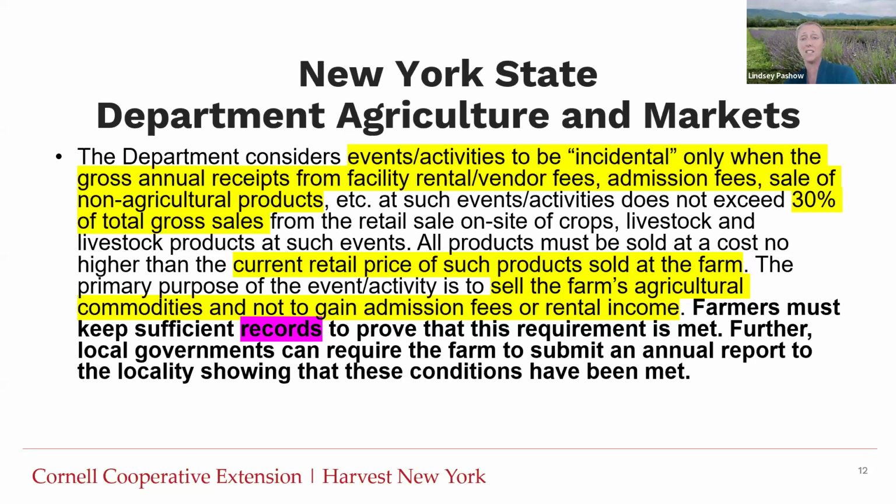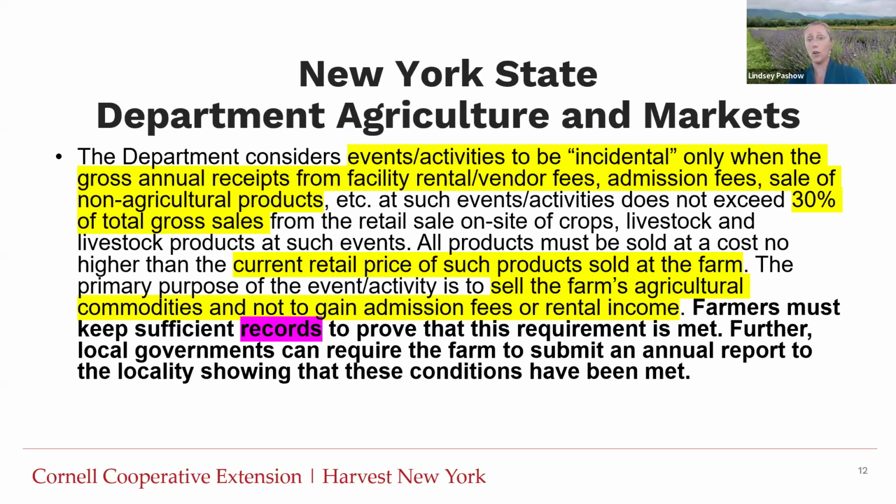I like the example: if you did $70,000 a year in hot dogs and hamburgers at your agritourism operation and did $30,000 in your own products, then you're not in compliance. Or $70,000 a year in rental of a wedding venue and only $30,000 in your own products. So it's important to know that agritourism is really based on selling those products.